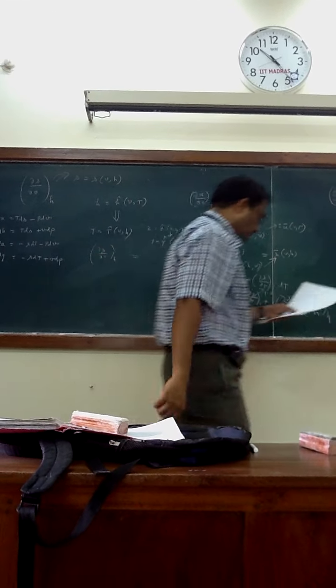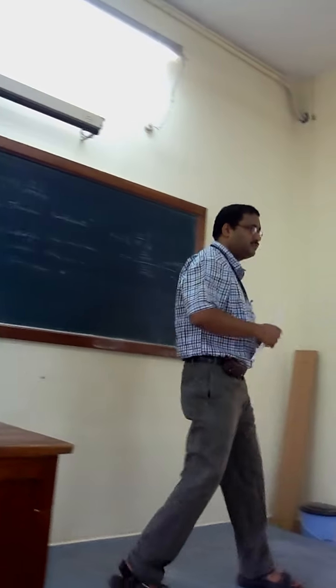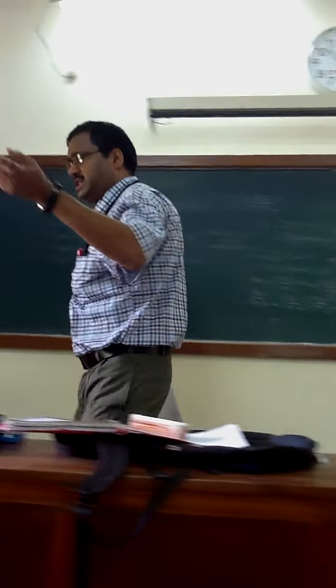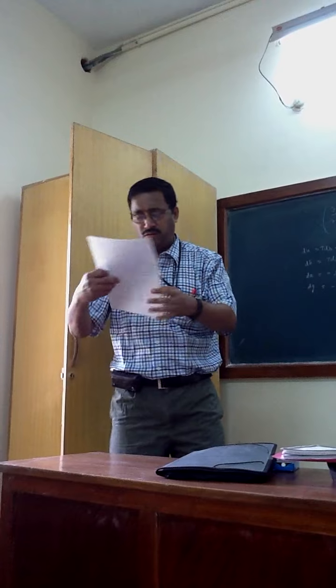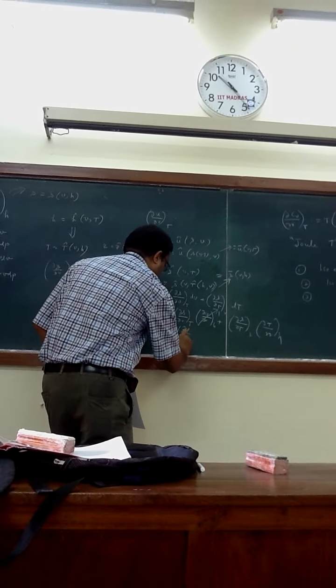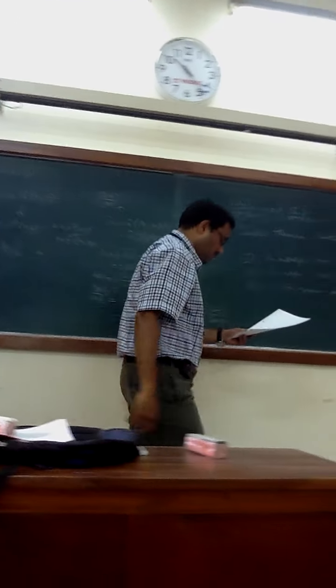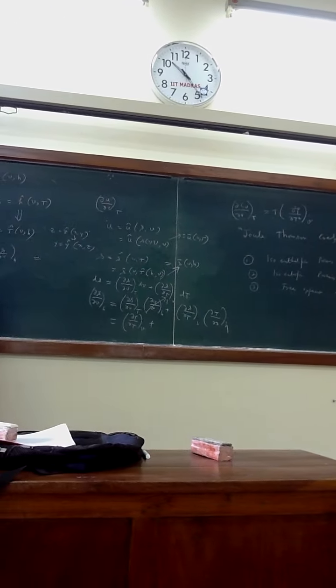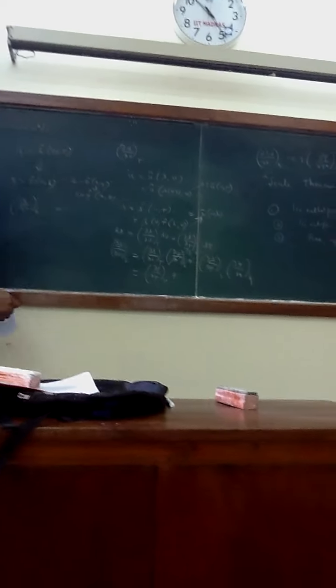Dou S by dou V at fixed T is coming from Maxwell's rule, isothermal. There are 4 Maxwell's rules. Third rule, you can just check it out. What is that? Dou P by dou T at fixed V. Then dou S by dou T at fixed V is Cv by T. Am I correct?